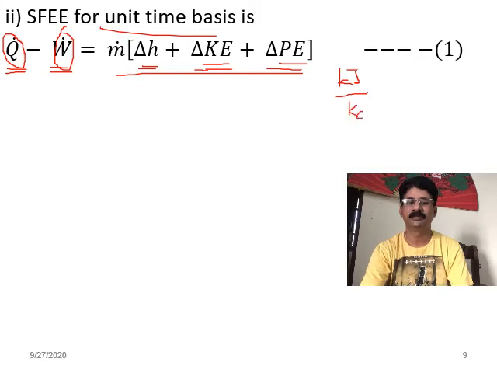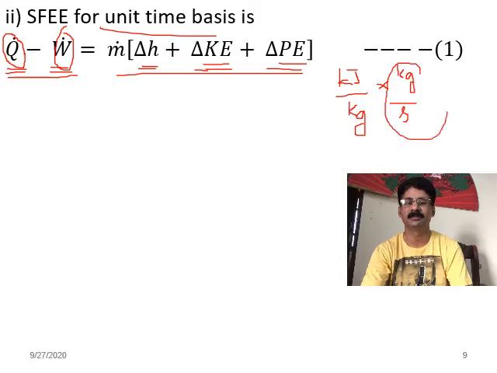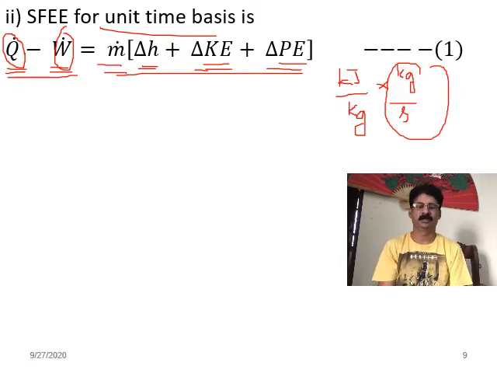Why? The left hand side Q and W are in rate form, so they are also in kilojoules per second. So to convert this into kilojoules per second, you have to multiply it by a quantity which is nothing but kg per second. So what is kg per second? It is nothing but the mass flow rate of the fluid. So that is what you have to multiply this by, m dot. So this is very important here.